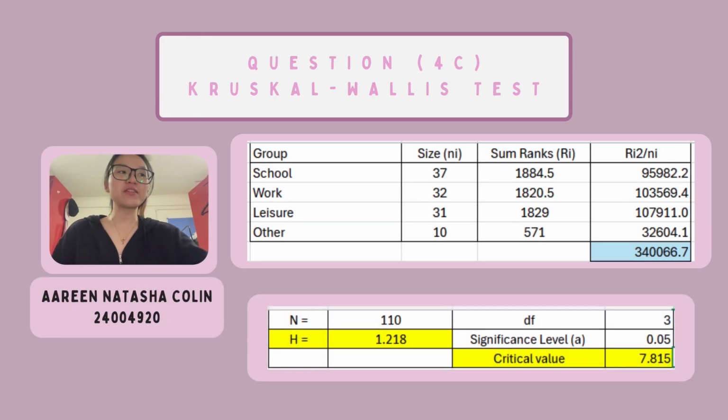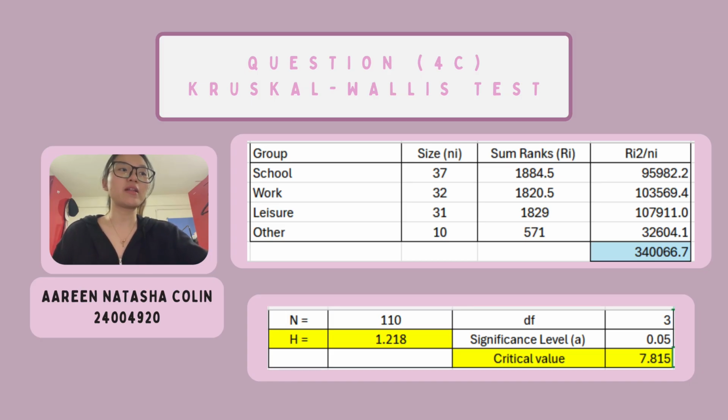For the next question, we conducted a Kruskal-Wallis H test to determine whether passenger satisfaction with safety and security varies depending on trip purpose, which has four groups including leisure, work, school, and other. Our null hypothesis states that the median satisfaction scores are equal across all trip purposes. The alternative hypothesis is that at least one group differs.